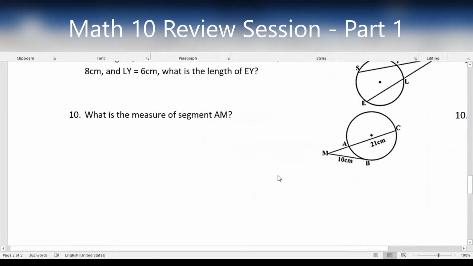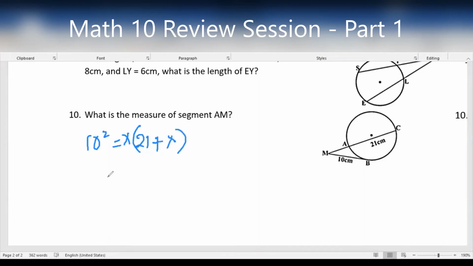Yes, yung sagot po is 4 centimeters. Yes, very good. Please explain. So, ginamit po yung secant and tangent theorem. The square of the length of the tangent equals the product of the length of the secant and its exterior segment. So, ang solution po namin is 10 squared is equal to 21 plus x times x. Para mahanap po yung value ni x, which is yung AM.